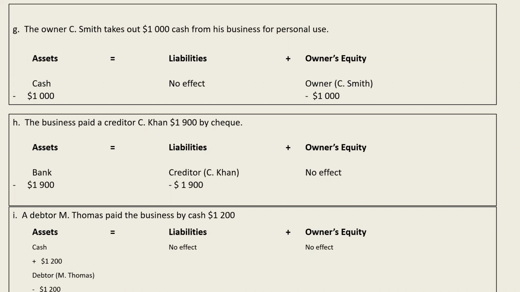They receive money from M. Thomas. But remember, since M. Thomas paid the business, you have to reduce M. Thomas' debt as well. M. Thomas is no longer owing the business. So you have to show M. Thomas, who is a debtor, as a minus, okay? Because M. Thomas paid. So you have to show M. Thomas as a minus. All right, hope that part is clear.